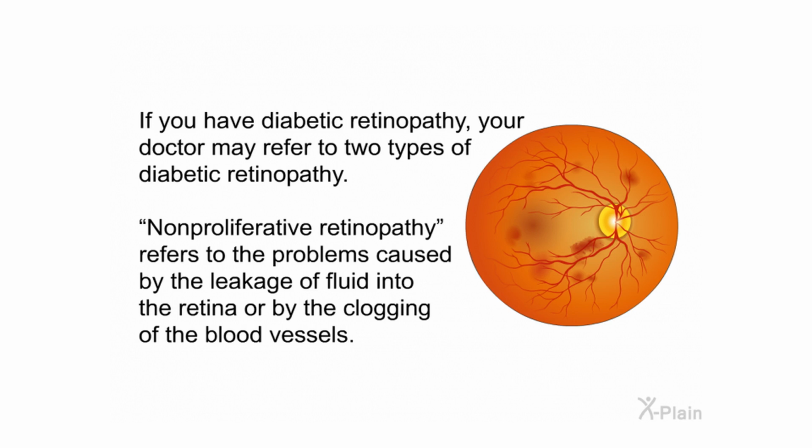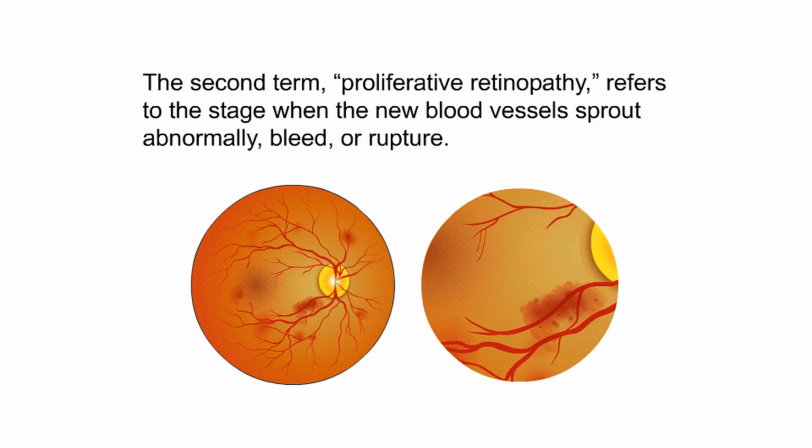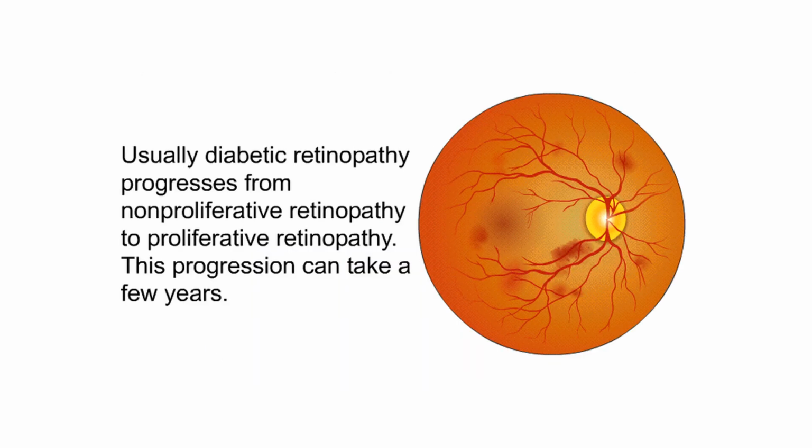If you have diabetic retinopathy, your doctor may refer to two types of diabetic retinopathy. Non-proliferative retinopathy refers to the problems caused by the leakage of fluid into the retina or by the clogging of the blood vessels. The second term, proliferative retinopathy, refers to the stage when the new blood vessels sprout abnormally, bleed, or rupture. Usually, diabetic retinopathy progresses from non-proliferative retinopathy to proliferative retinopathy. This progression can take a few years.